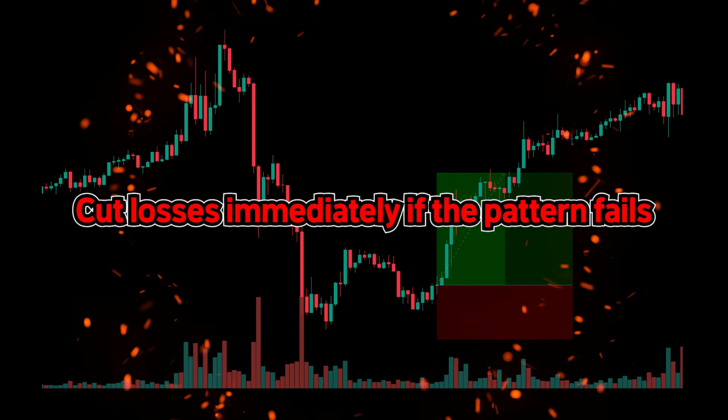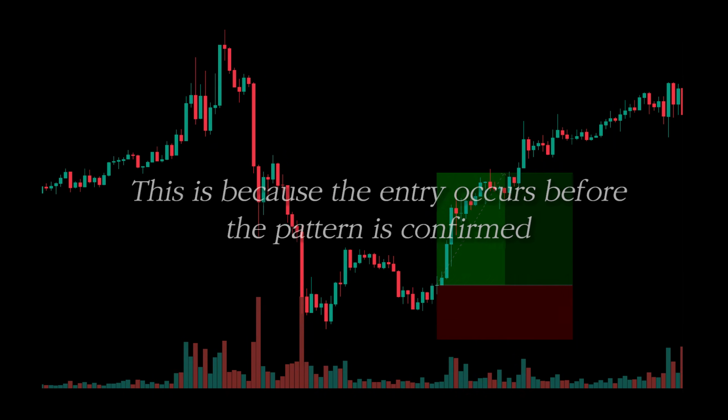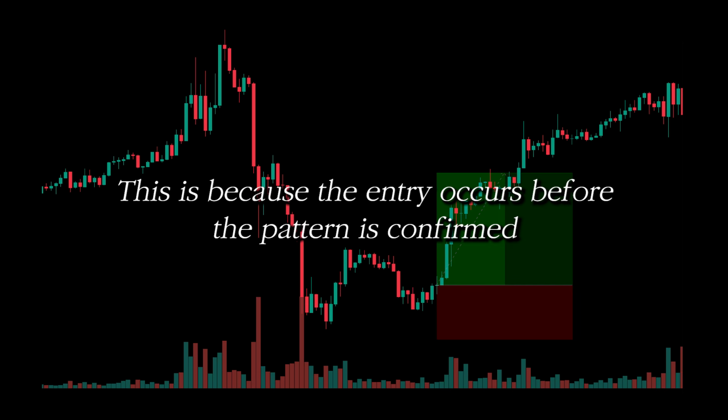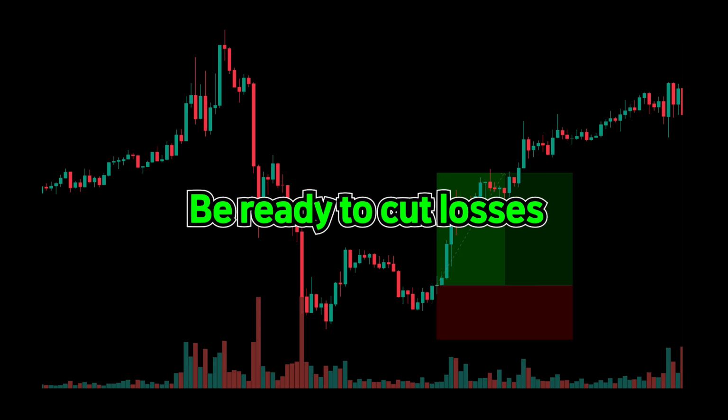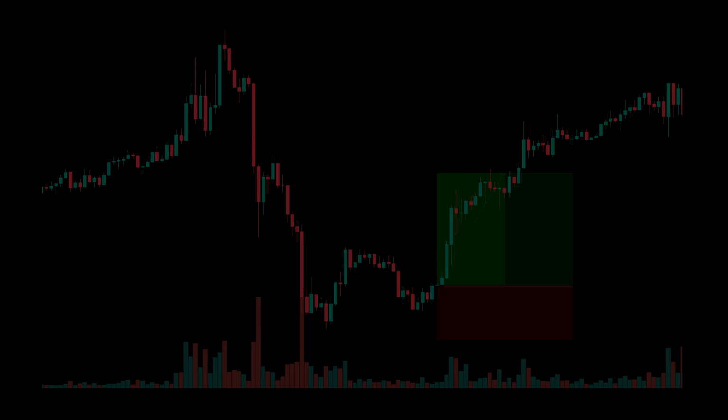One important note on this strategy. Because you're not waiting for neckline confirmation, your stop will get hit if the pattern fails. That's part of the deal. The only way this strategy works is if you commit to the stop before you enter.